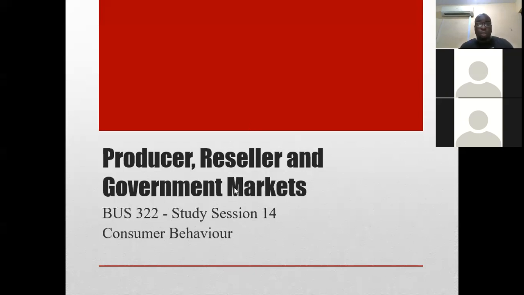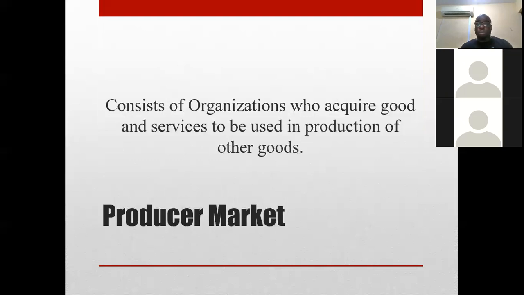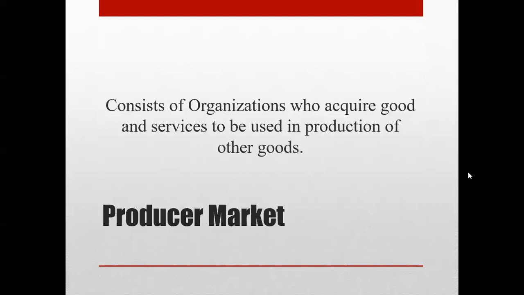So now the producer market consists of organizations who acquire goods and services to be used in production of other goods. So basically, I don't know if you remember this from your year 3, we discussed industrial marketing. The industrial market is the market for raw materials, basically. So anybody who is into production, no matter how big or small, is a member of the producer market.